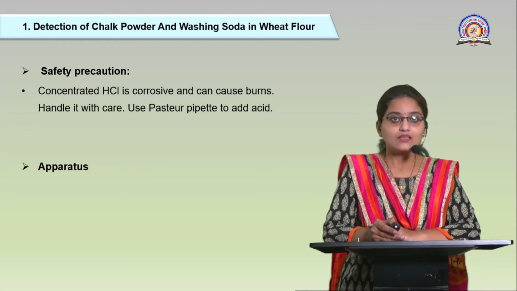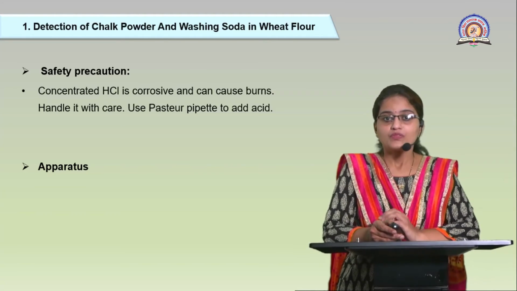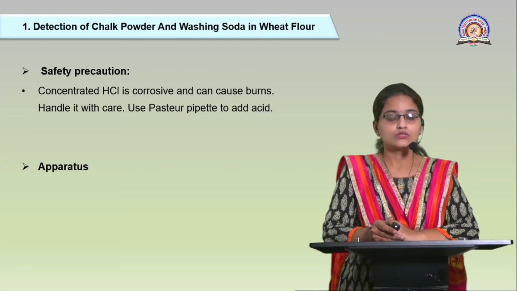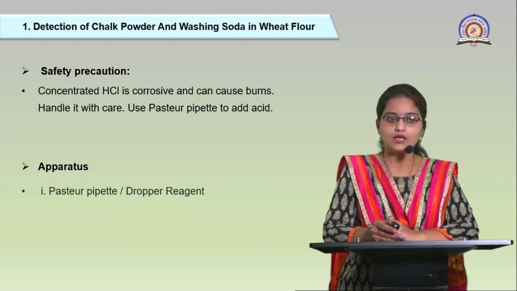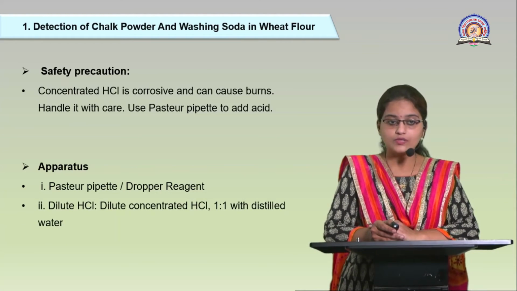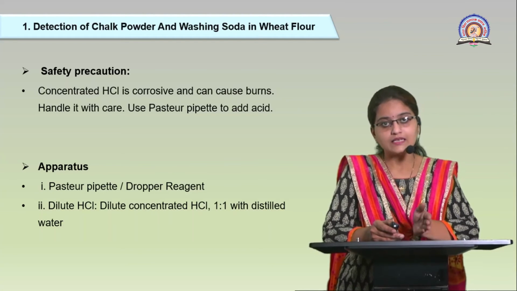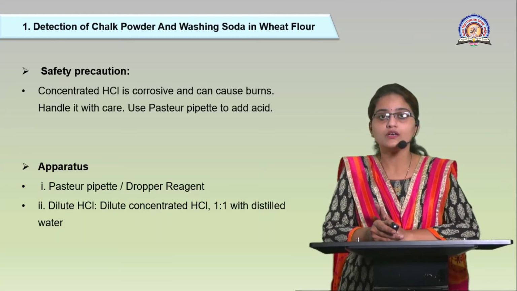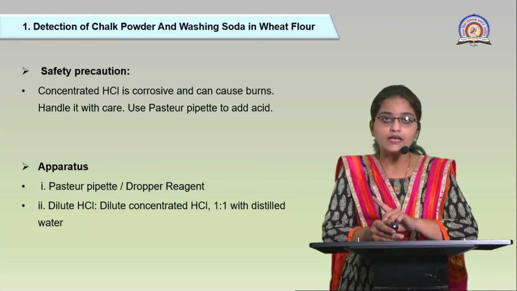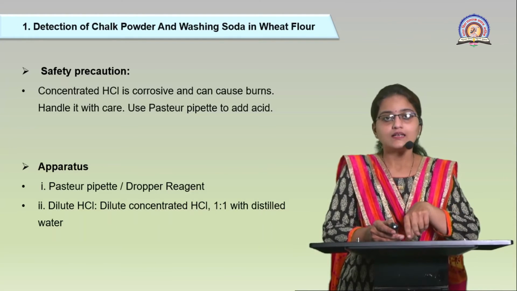As we are dealing with hydrochloric acid, we must be careful, as it can cause burns and it is also a corrosive agent. So we are going to use diluted HCl to detect the washing soda in the wheat flour. We also need a Pasteur pipette or dropper, and the reagent, diluted HCl. The dilution of the HCl is 1:1, meaning one part of HCl is diluted with an equal amount of distilled water. A 1:1 dilution means 50-50% of HCl and water.